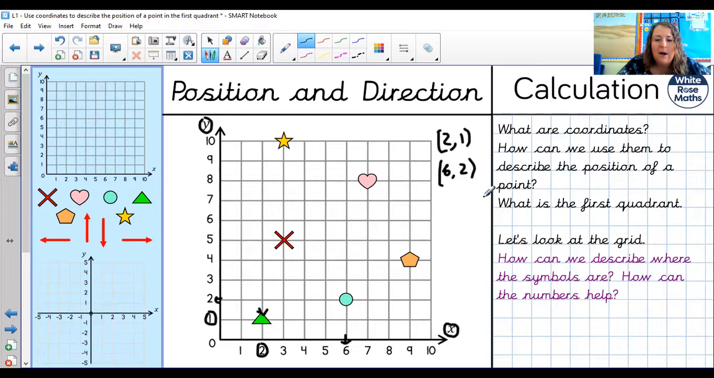Have a go and see if you can work out a couple of the other shapes. Okay, lovely. So this one was the triangle. This one was the circle. Let's have a go at the cross. Do one more with you. So the cross, if you got 3, 5 for the cross, then give yourself a tick on that one. Okay, I'm not going to do the rest of them with you because that was just our warm-up.